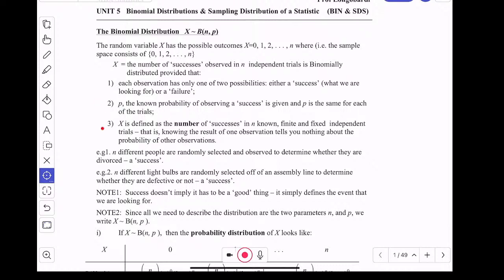And third, the number of trials is known and these trials are independent from each other. It means that the probability P is the same on every trial, it doesn't change. This is a loaded statement. Okay.